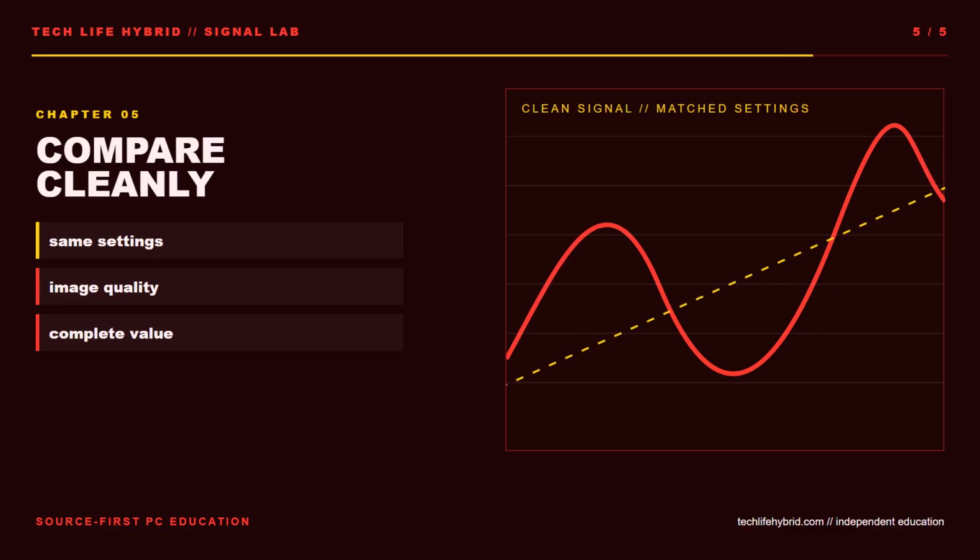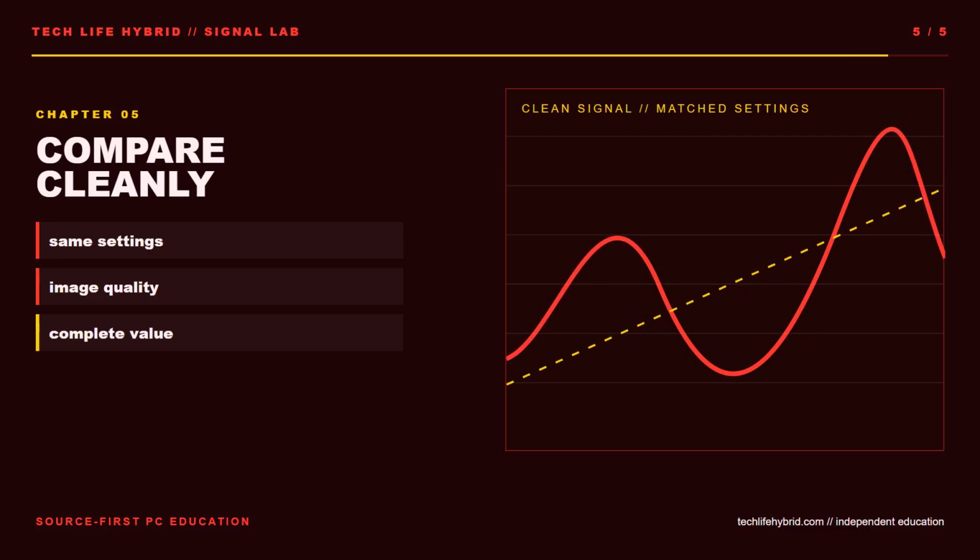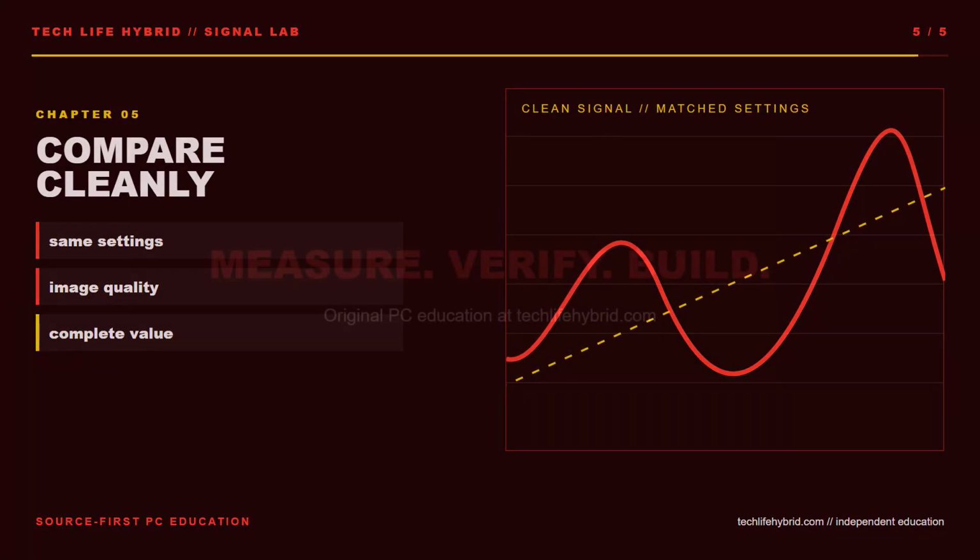The RX 9070 XT signal is clear when the test is clean. RDNA 4, 64 compute units, 4096 stream processors, 16 GB of GDDR6, a 256-bit interface, up to 640 GB per second, and a 304 watt reference board power figure. Those published facts define the product. Your matched tests, exact partner board, system fit, image quality needs, and complete cost determine whether it belongs in your PC.